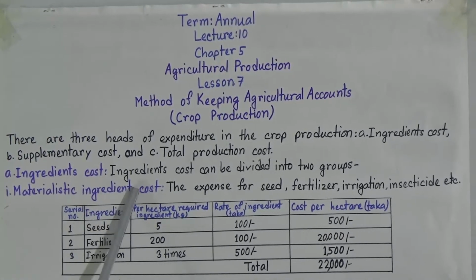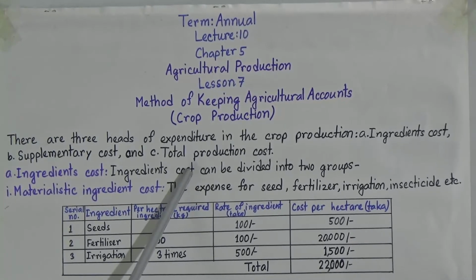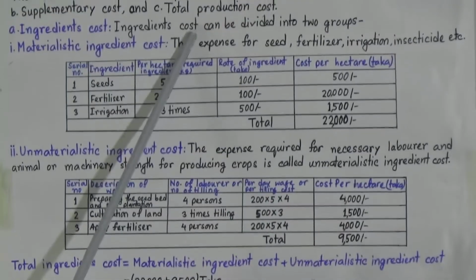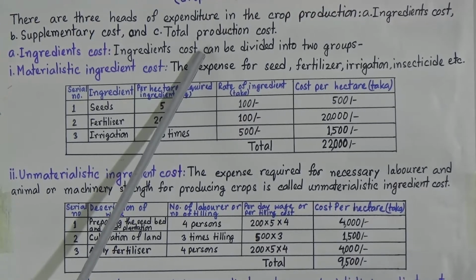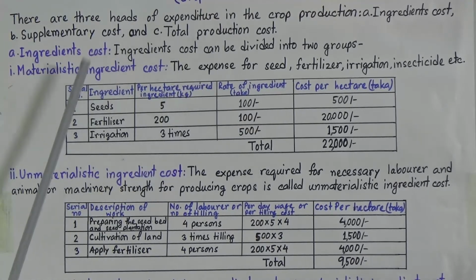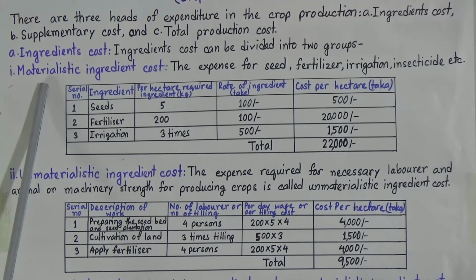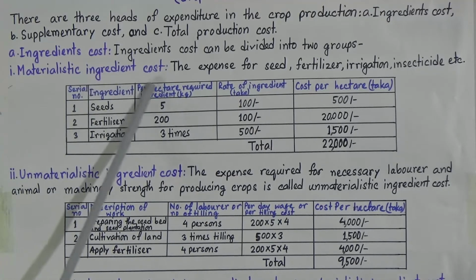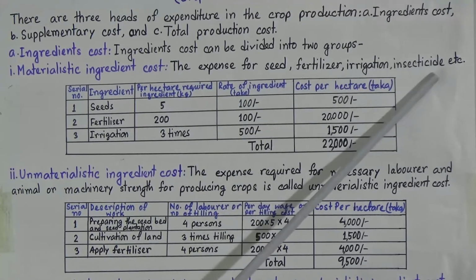Ingredient cost can be divided into 2 groups, but at first could you tell me what is ingredients? That means the things we need to cultivate crops, like seeds, fertilizers or the laborers. We can divide these ingredients cost into 2 groups: first, materialistic ingredient cost, and the second one is unmaterialistic ingredient cost. The materialistic ingredient cost includes the expense for seed, fertilizer, irrigation, insecticides, etc.